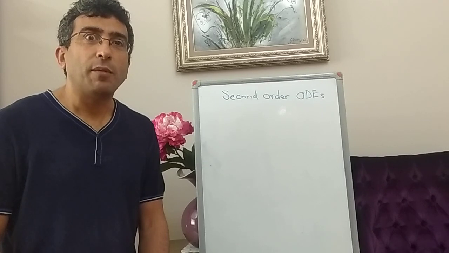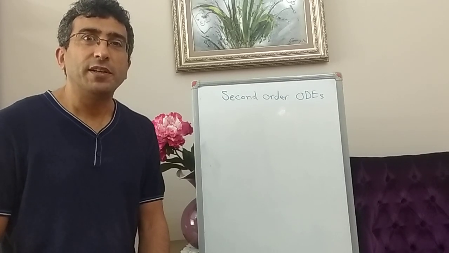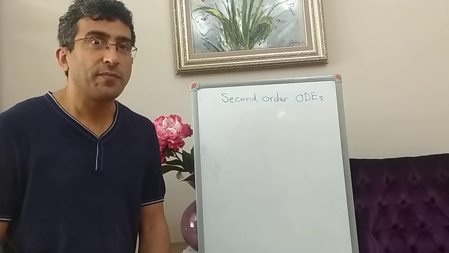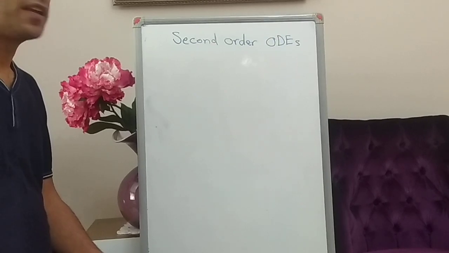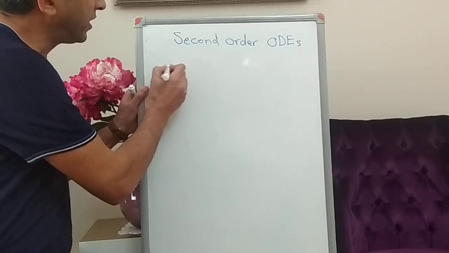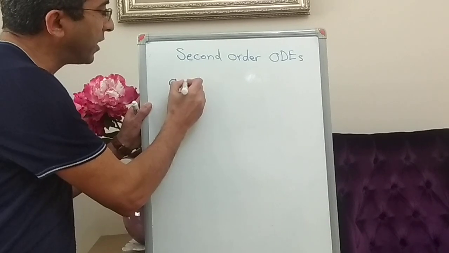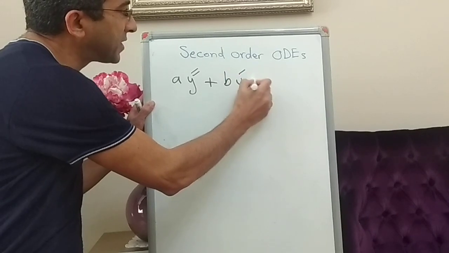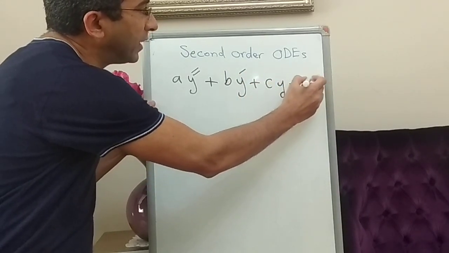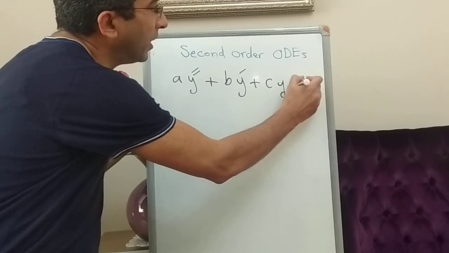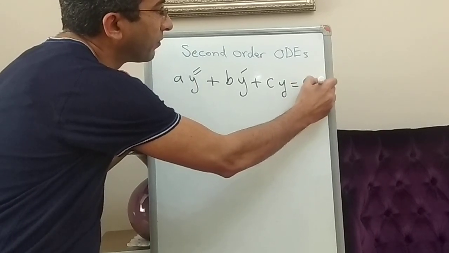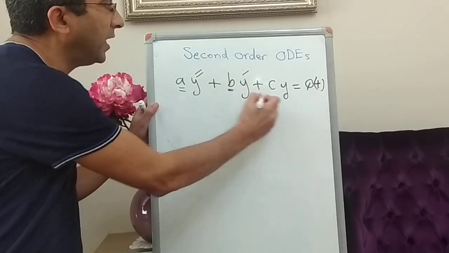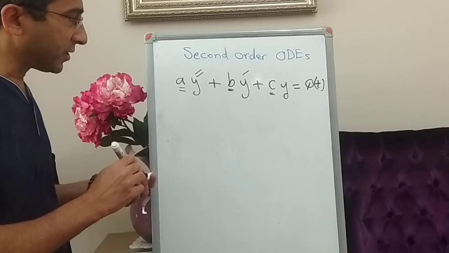Today our lecture is about second order differential equations with constant coefficients. This kind of ordinary differential equation is in the form a y double prime plus b y prime plus c y is equal to a function q of t. This is the general form. A, b, and c are constants.